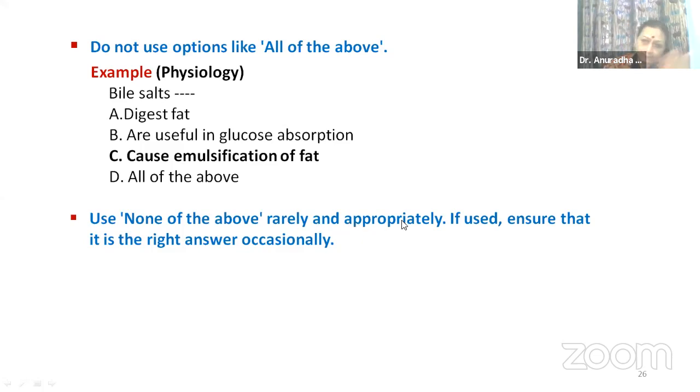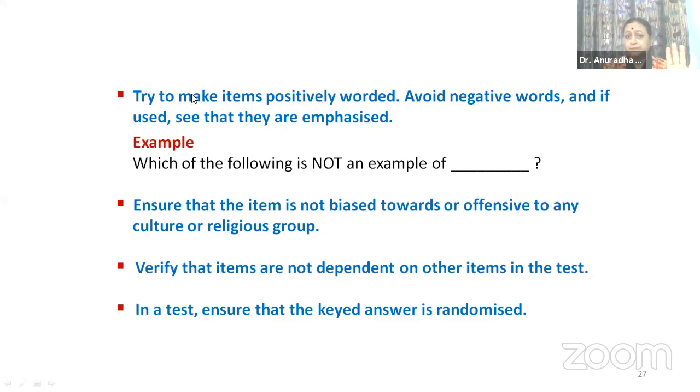And if you have a question paper carrying, say, 50 questions or 100 questions or whatever, see to it that if you use none of the above, say 4 or 5 times, somewhere at least your none of the above is the answer key, so that the student doesn't leave out none of the above as a non-functional distractor. These are some of the important things that you have to bear in mind.